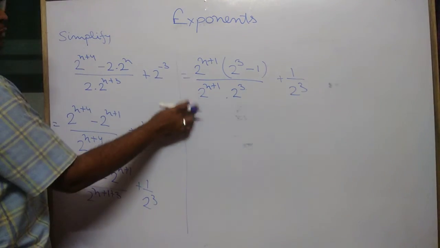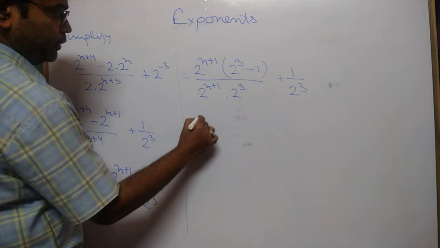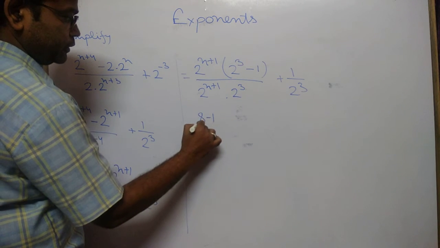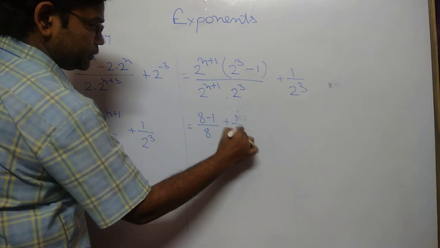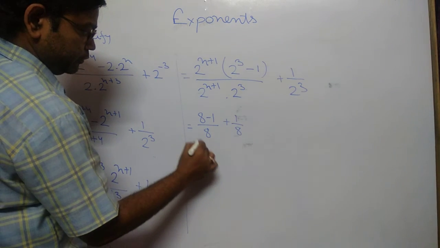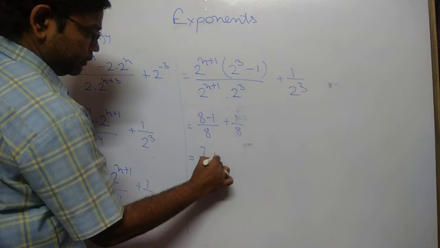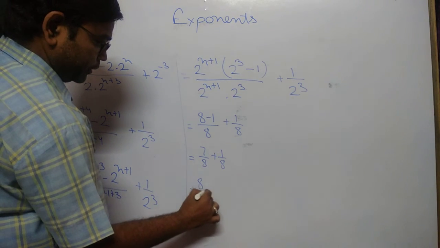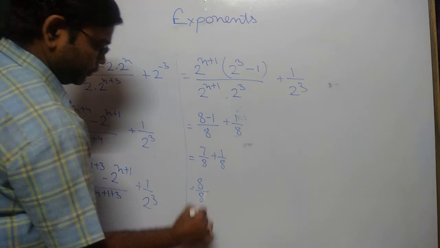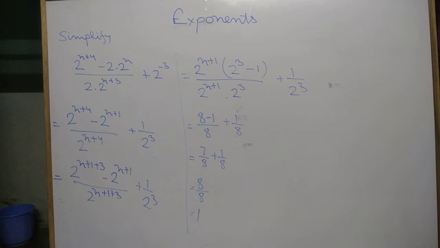These two cancel each other. We have 8 minus 1 by 8 plus 1 upon 8. So here we have 7 upon 8 plus 1 upon 8. It's 8 upon 8, or it's 1. So this is your solution.